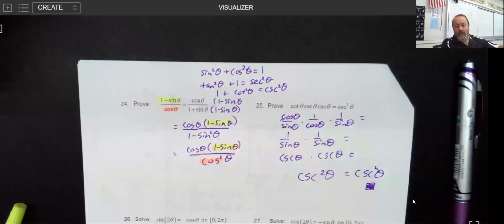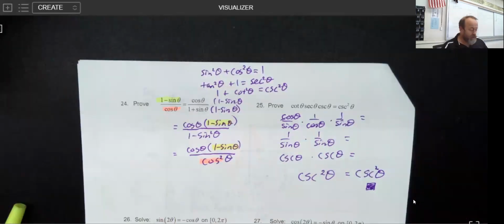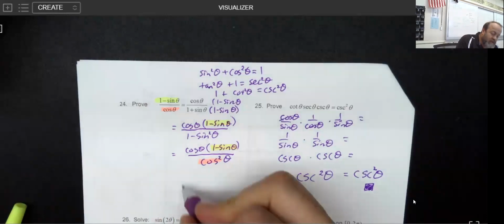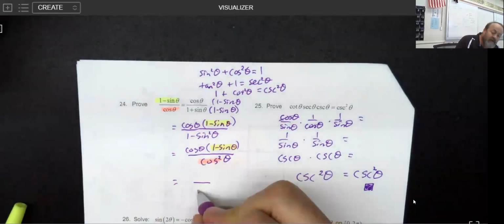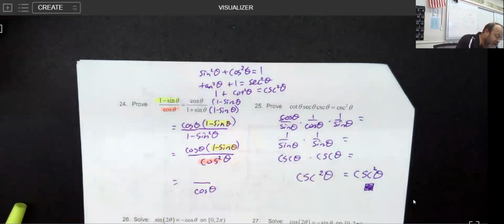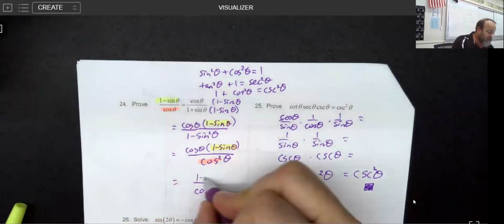So the only thing I would have left to do to complete my journey is notice that if I took the cosine on top and the cosine on the bottom and canceled them, I'd have a single cosine left on the bottom. And I still have that 1 minus the sine that is left on top.